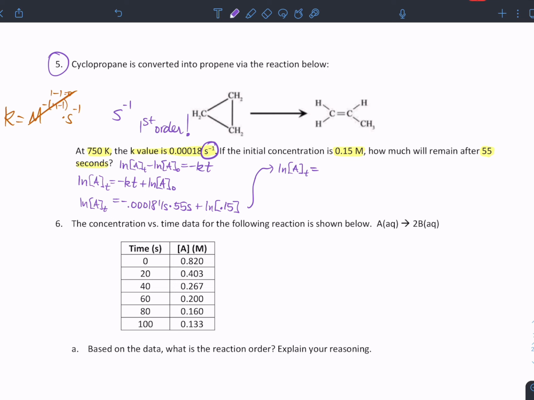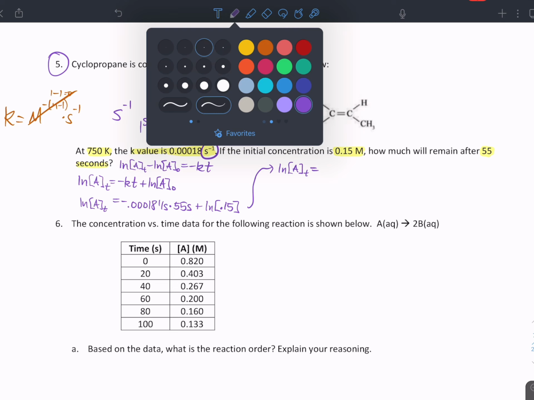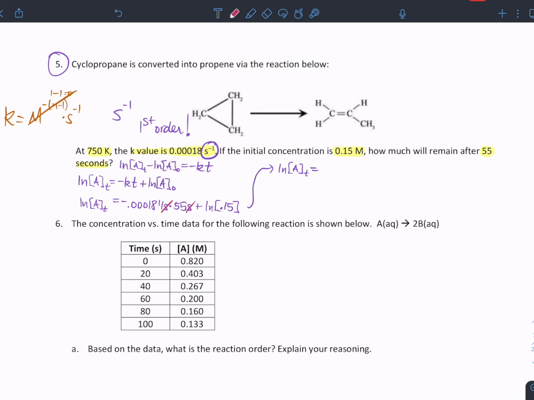All right, let's go ahead and do this math. Negative 0.00018 times 55. When I do this, my units of seconds will cancel. Okay, plus the natural log of 0.15. And here I get negative 1.90702. Let's take a little extra sig fig here.